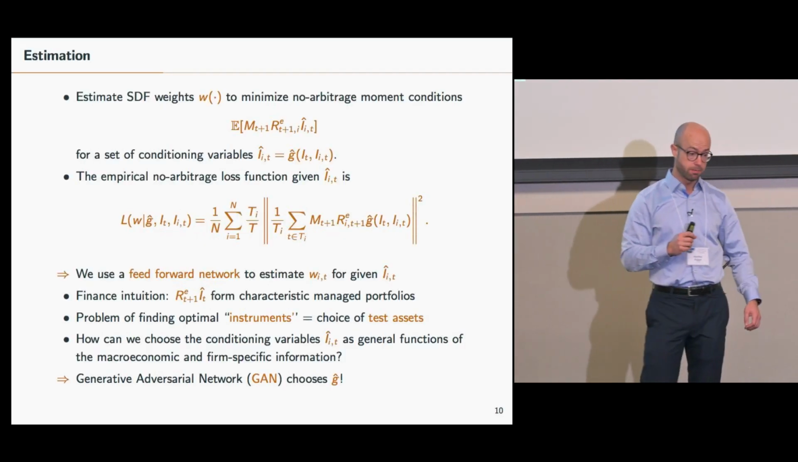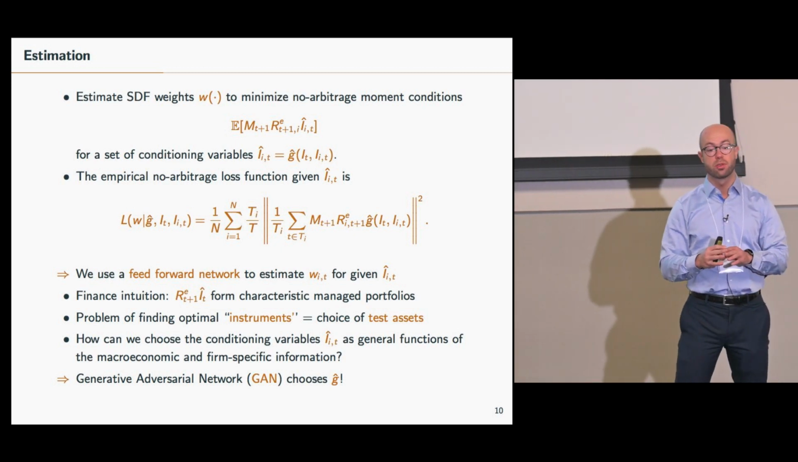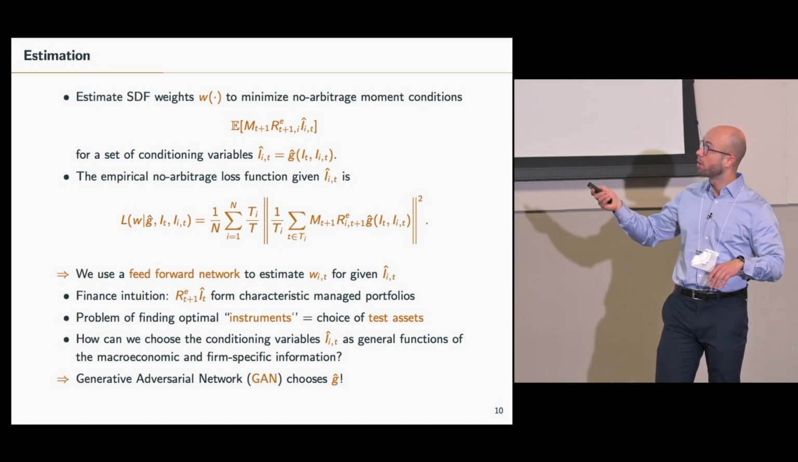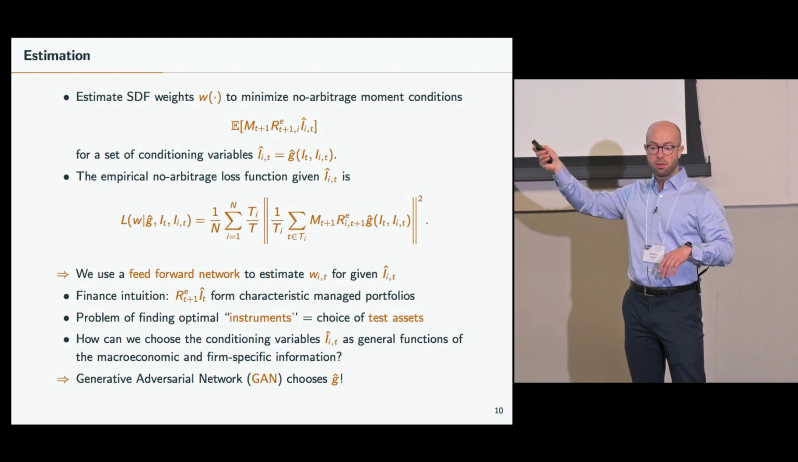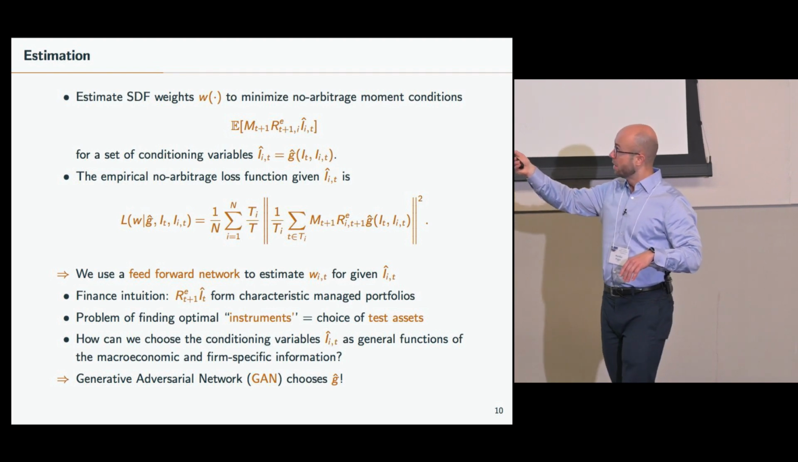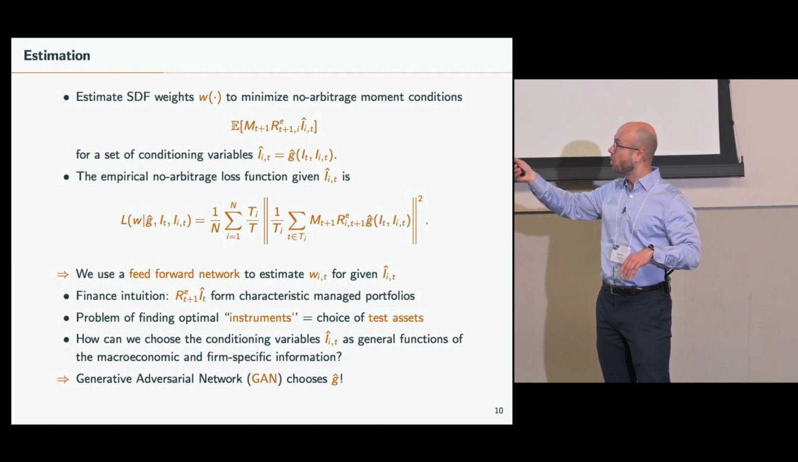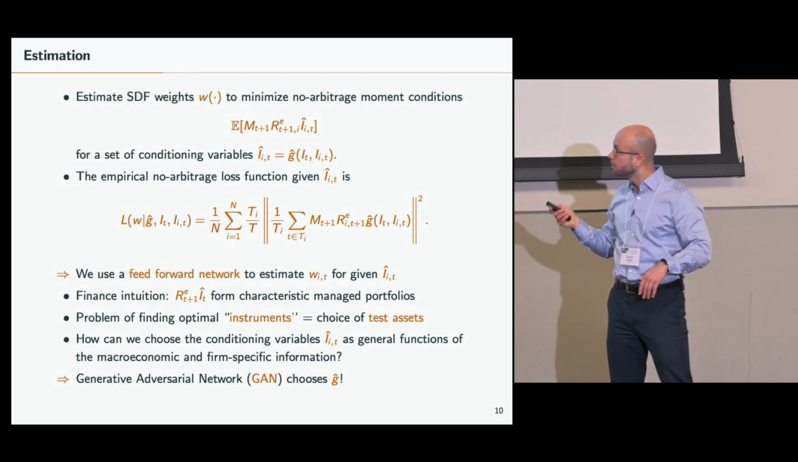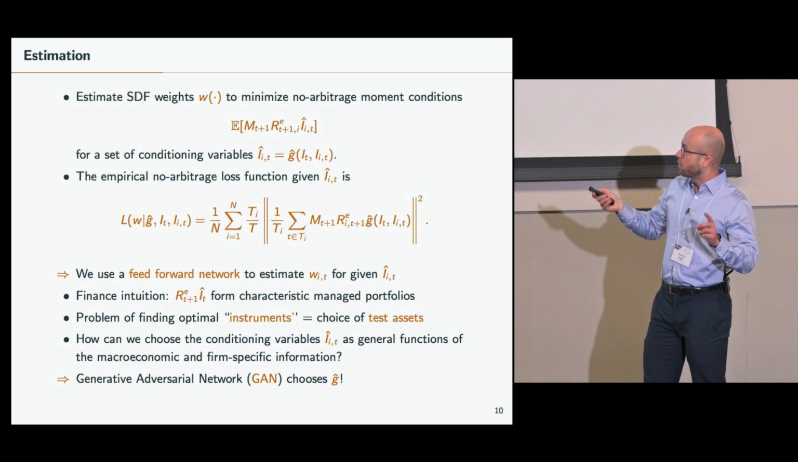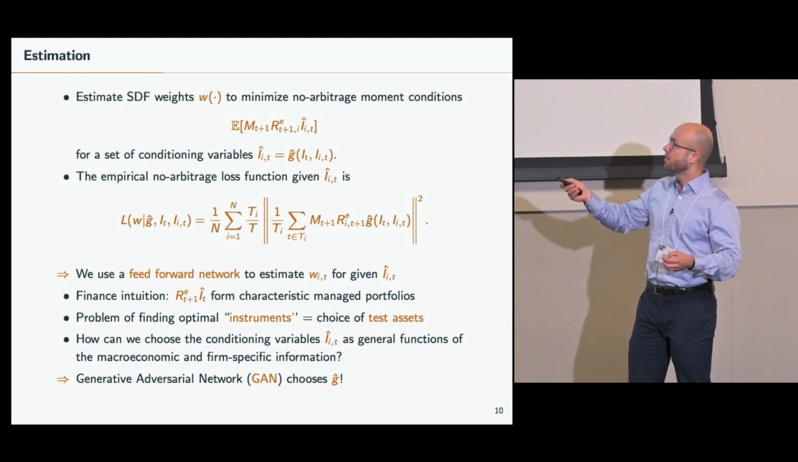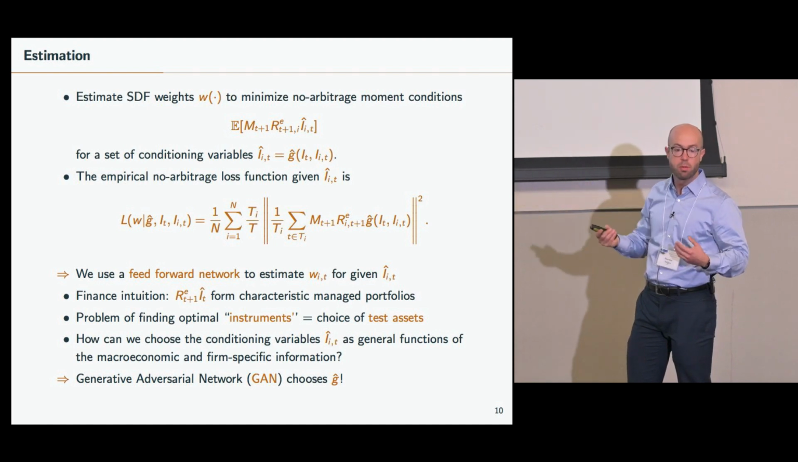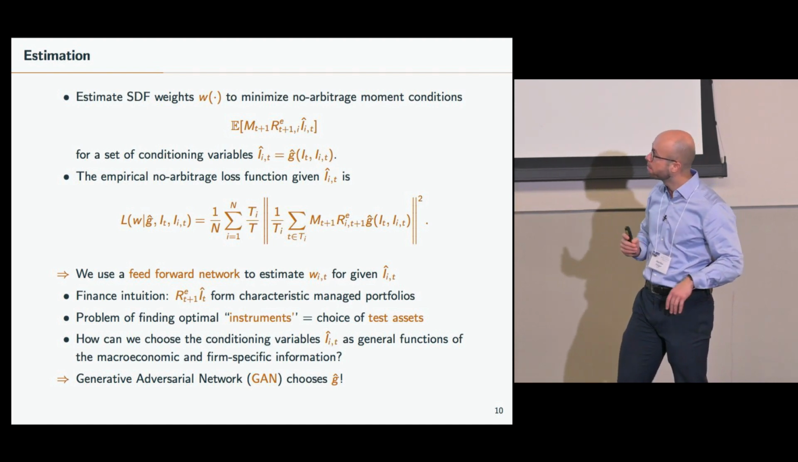So let's come to the estimation. So let's start with the assumption that I've picked some conditioning variable. In that case, I want to fit an SDF that minimizes my moment equation here. Now this moment equation can be interpreted as a pricing error. So I use a sample moment, so for each stock, I want to minimize the moment pricing error. Now, we will use a feed-forward, that's a deep neural network, to estimate the SDF that minimizes this moment problem. So it's like a GMM problem, actually.